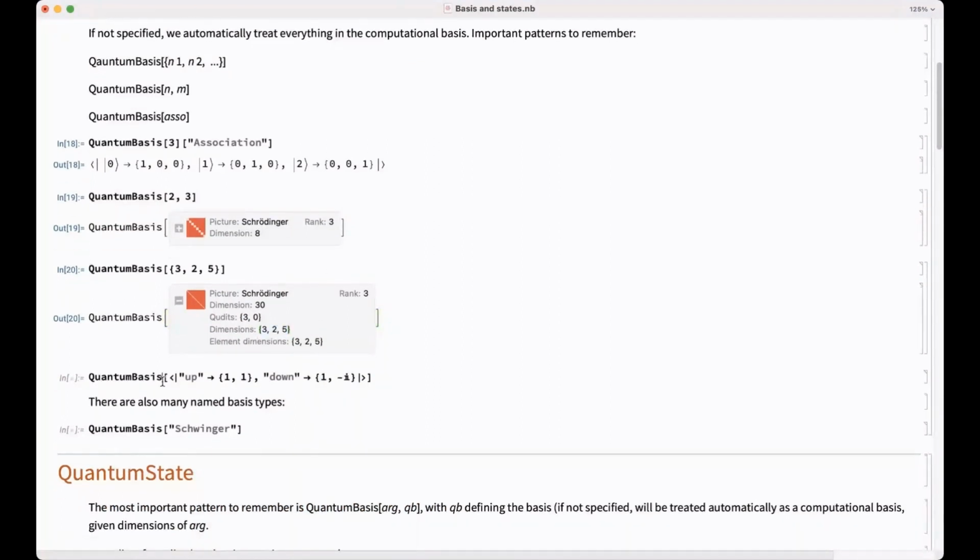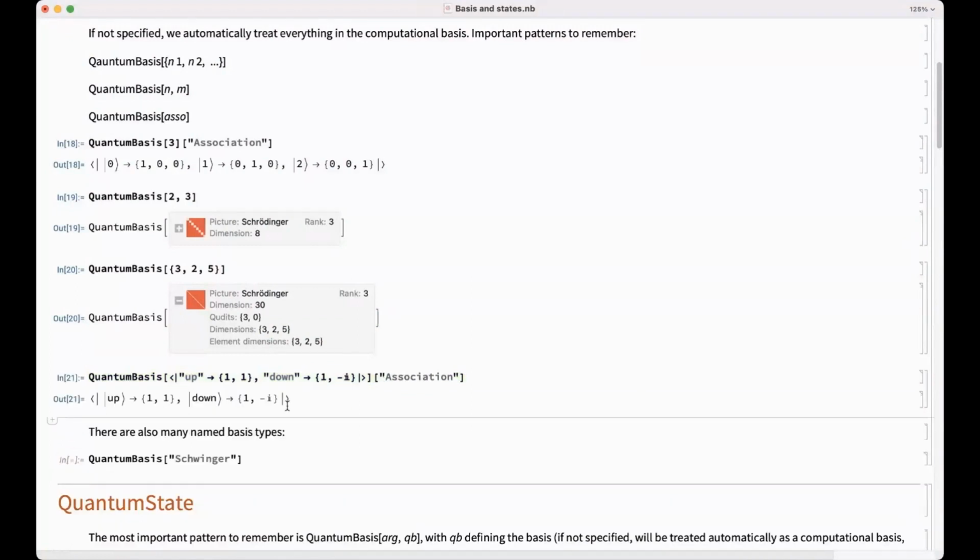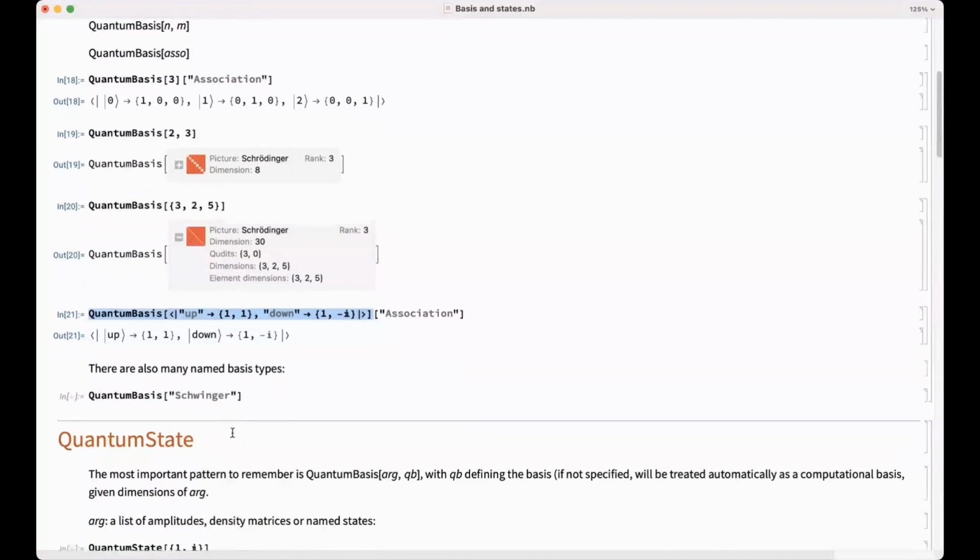All right, you can even specify your own names and your own representation by just giving it an association to a quantum basis like that, and now its association is going to contain whatever you give it. So you can use it to create your states with your custom basis like that. Right, and of course there are many named bases like that.